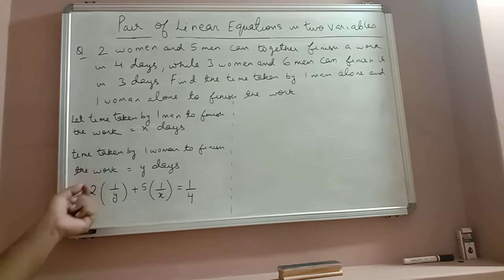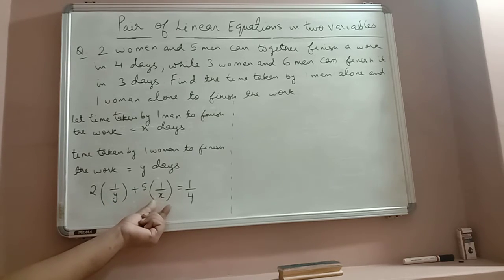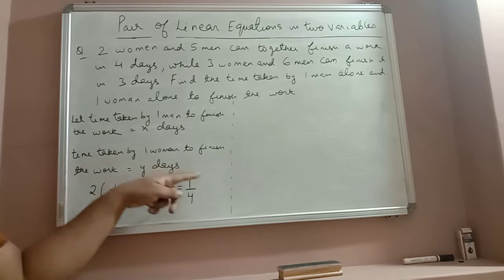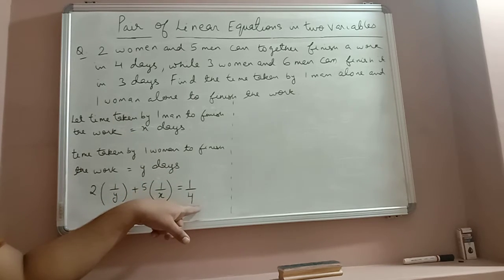Again I repeat, 2 times the work of 1 day by one woman, that is 1 by y, plus 5 times the 1 day's work of one man. Together they are finishing in 4 days. So this will be equal to the 1 day's work. 1 day's work will be 1 by 4.